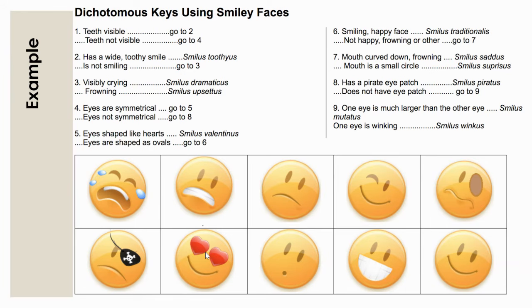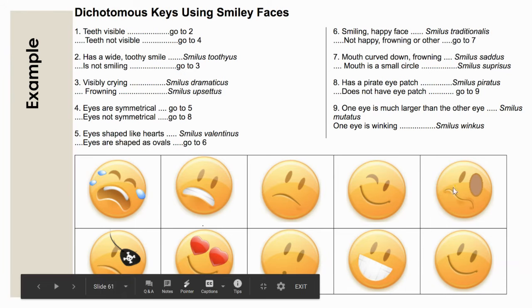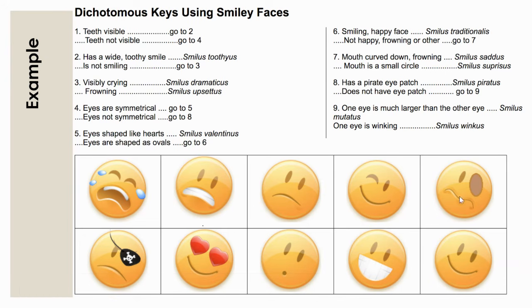Let's try one more. Let's try this funky-looking guy right there. I'm just going to call him a funky guy. All right, does the funky guy have teeth that are visible or not visible? Not visible. I don't see any teeth with this funky guy. So I'm going to go to number 4.